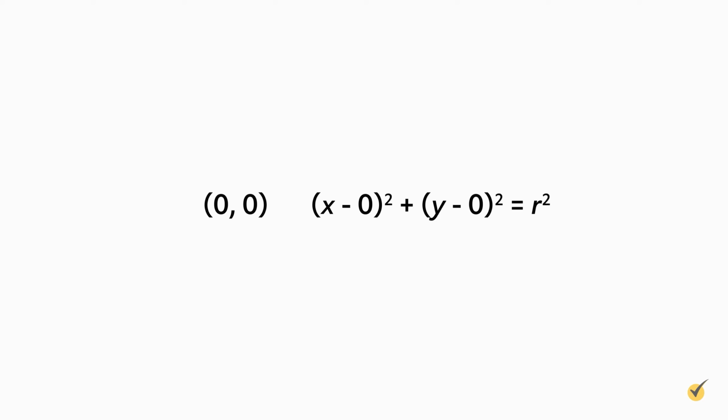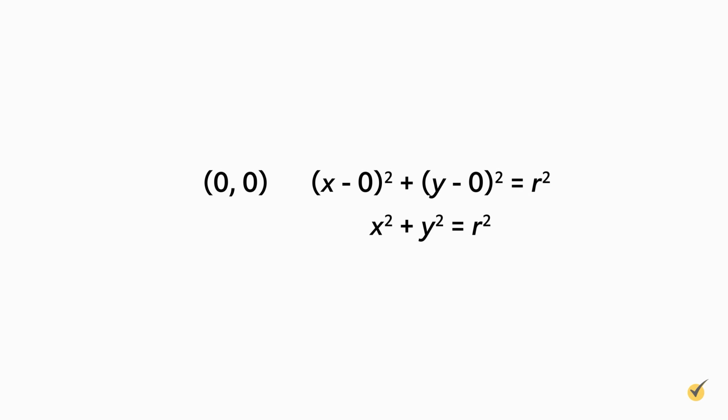When the center of the circle is at the point (0, 0), also known as the origin, our equation gets simpler. (x - 0)² + (y - 0)² = r² becomes x² + y² = r². Simple, right? But we've gotten a little bit carried away. Let's get back to our problem.